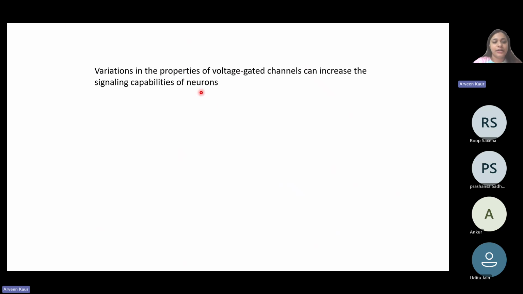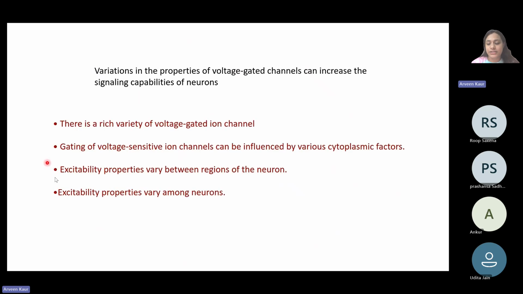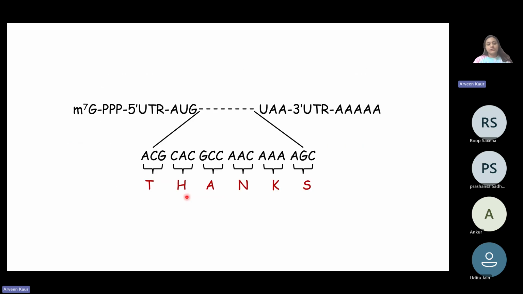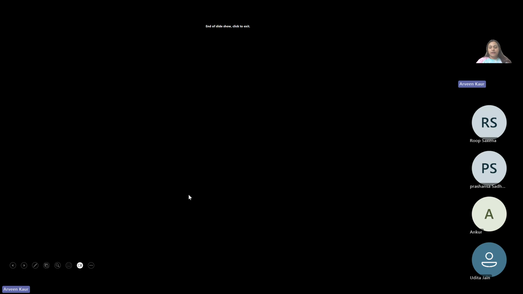So variations in the properties of voltage-gated channels can increase the signaling capabilities of neurons themselves, right? So there is a rich variety of voltage-gated ion channels that are present. The gating of voltage-sensitive ion channels can be influenced by various cytoplasmic factors, and the excitability properties vary between regions of neurons, right? So as we said, the axon hillock is a densely populated sodium-gated channel region. That is why there will be more excitability over there than, say, the cell body or the dendrite. Then the excitability property also varies among neurons. Different kinds of neurons will also have different densities of these various channels, right?